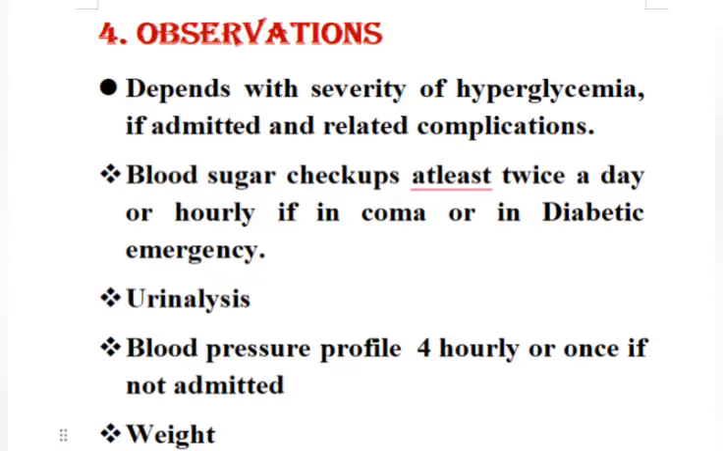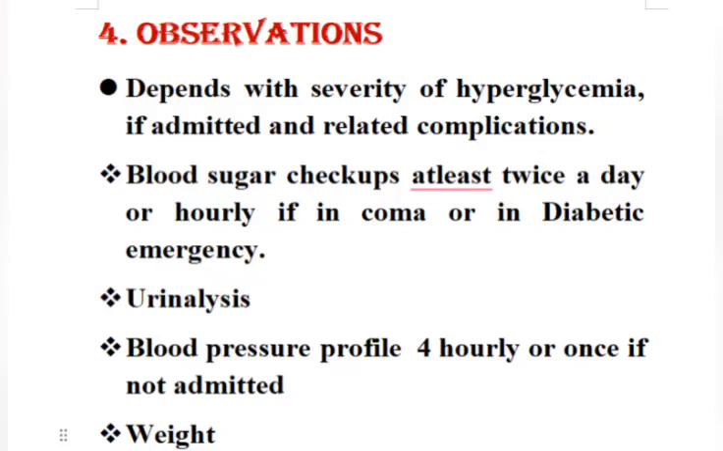So for example, a blood sugar checkup of at least twice a day is enough when this woman is admitted, or even at home. If they have a glucometer, they can do their blood sugar checkups at least twice a day, provided they are not in a coma. But if they are in a coma or in some sort of diabetic emergency, then the blood sugar checkup should be hourly. Even urinalysis here should be hourly, so that you eliminate all the ketones.